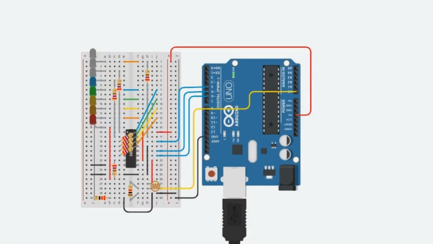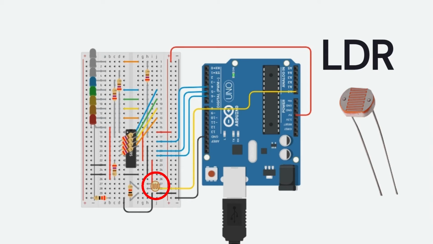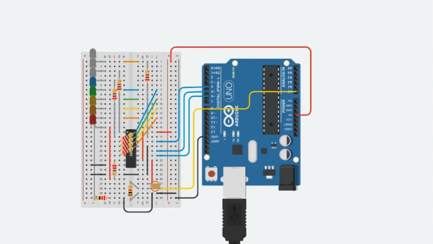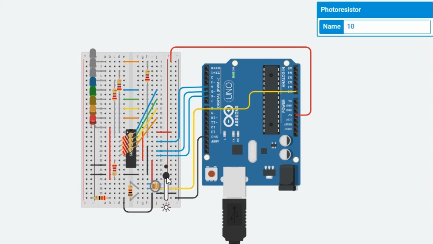As you can see, this circuit is also the same as circuit number 5, but this time we just added a photoresistor, also known as an LDR, which stands for light dependent resistor. When there is a lot of light, the LEDs light up in a sequence, and vice versa.